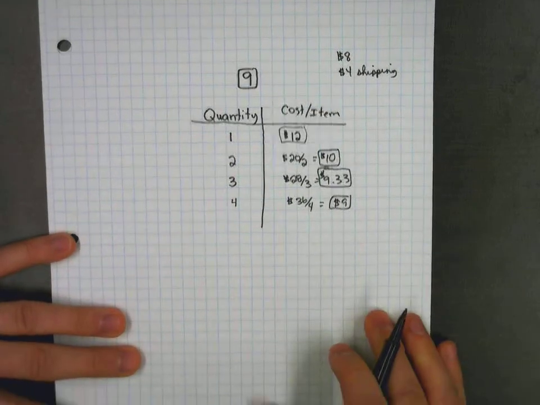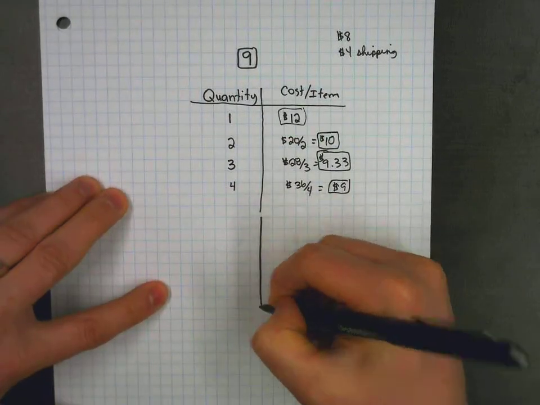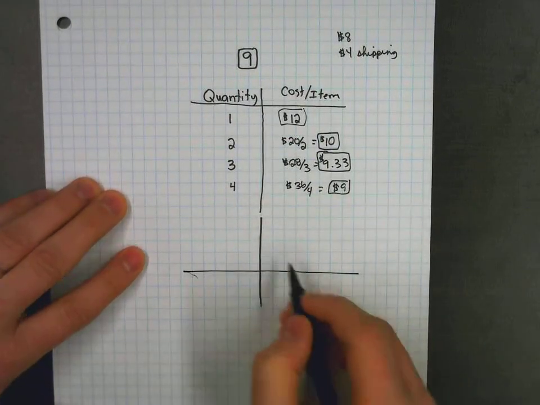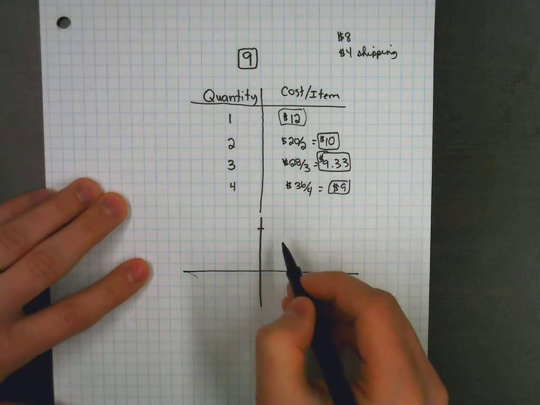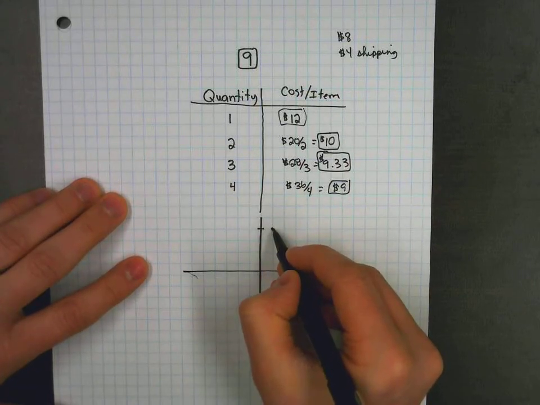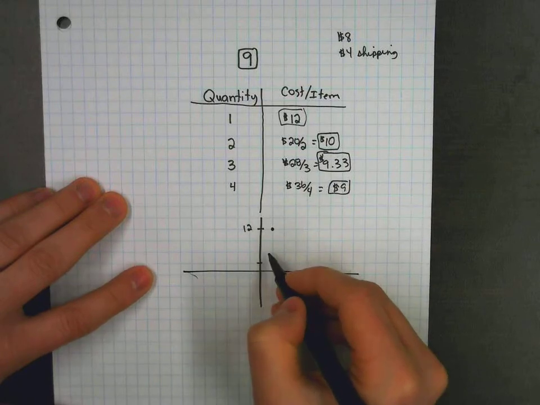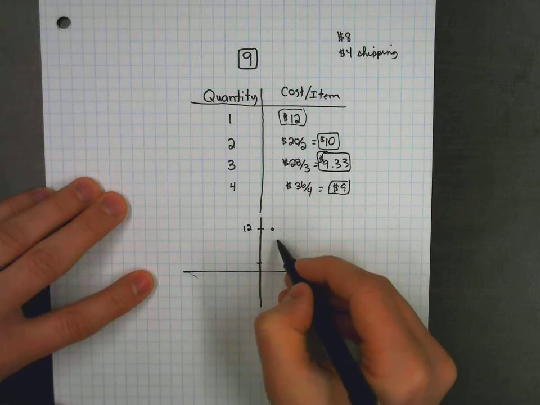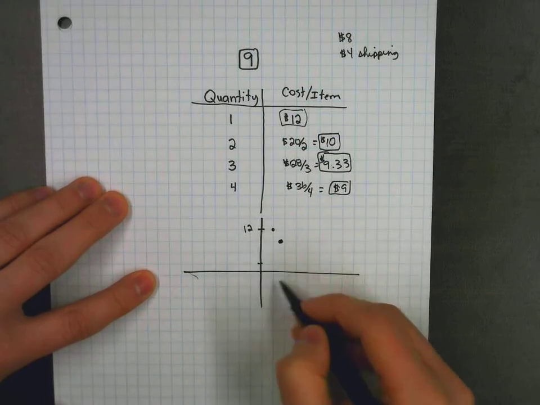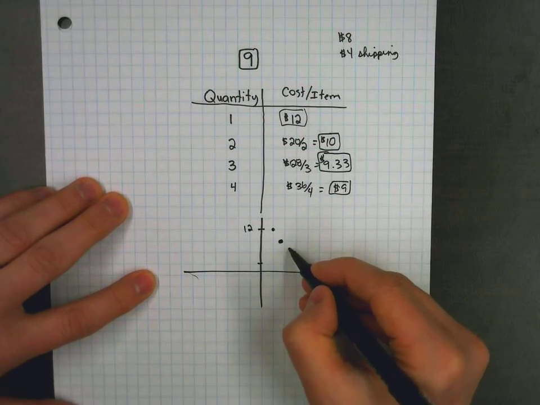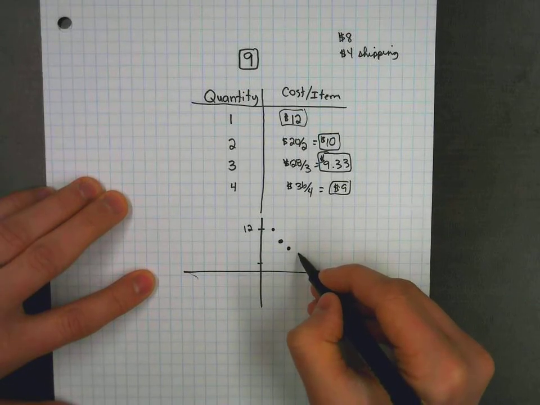And all of a sudden, if you were to sketch what this roughly looks like, you've got $12 per item, and then it goes down to $10 per item. The scale is inappropriate, and $9.33 per item, and then $9 per item.